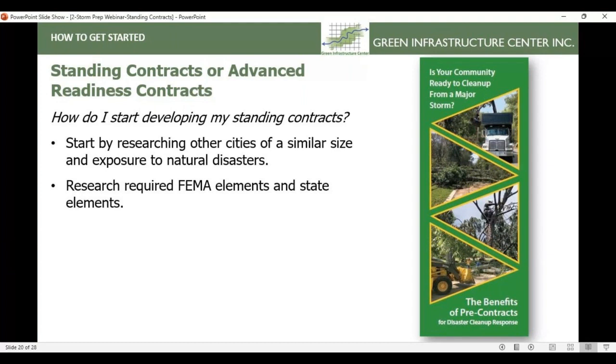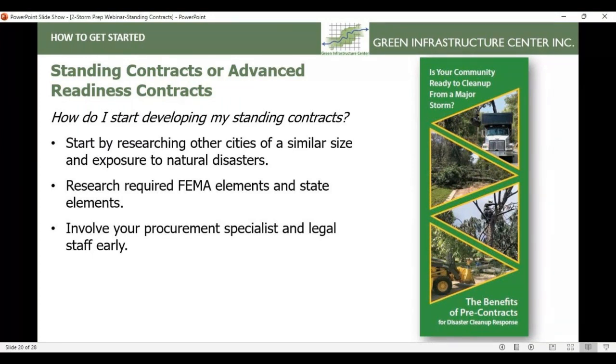Also, it's really key to research what is required by FEMA in the elements in your contract, along with what are state elements that are required for procurement. You really want to involve your procurement specialist and your legal staff early into the process. So you don't want to just go and draft the whole thing and then hand it over to procurement. You really want to understand what elements are needed in a contract, and these additional colleagues and staff will help you understand what legal and procurement requirements are needed in your contracts.